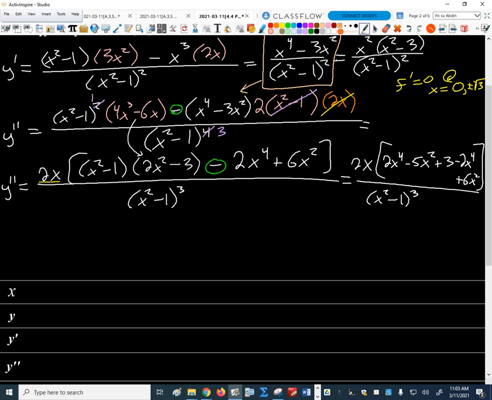And look what happens here. The 2x to the 4ths cancel, and I can combine some like terms. Negative 5x squared plus 6x squared is just x squared plus 3. So I've got my 2x times, and in here I'm left with an x squared plus 3, all divided by the quantity x squared minus 1 cubed. Again, the second derivative is nowhere undefined in our domain, but where is it equal to 0?